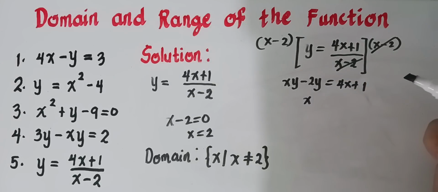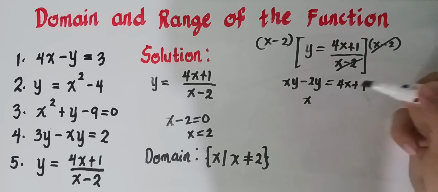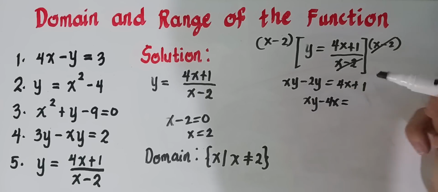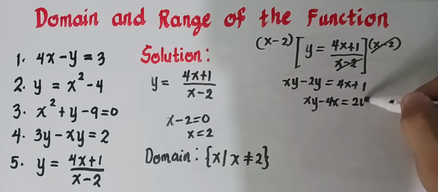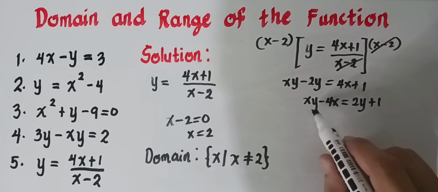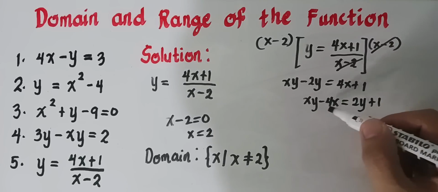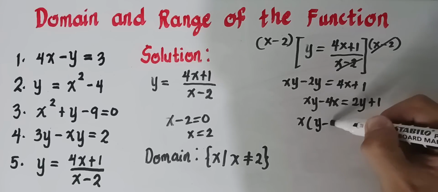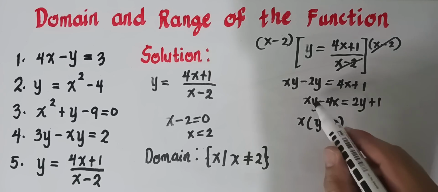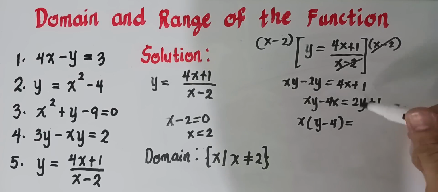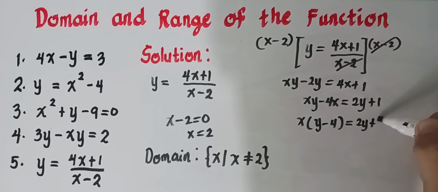Okay, so, group the related terms. So, xy, si positive 4x, ilipat natin, magiging negative 4x yan. Equals, si negative 2y, magiging positive 2y. Pag nilipat sa kabilang side, so, magiging plus 1. Okay, so, dito guys, meron ba tayo napansin? Since sinusolve natin si x, so, by common monomial factoring, this becomes x times y minus 4. Kasi, x times y is xy. X times negative 4 is negative 4x. And then, copy 2y plus 1.